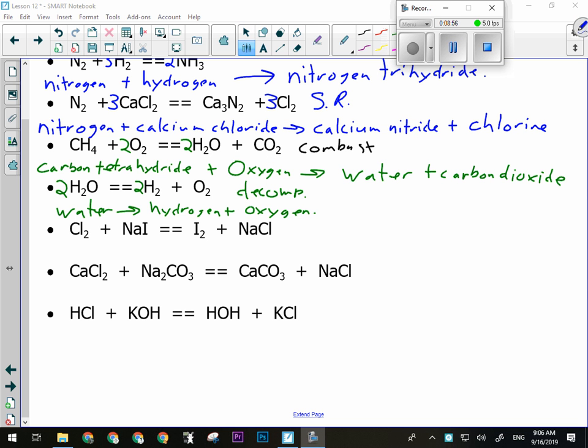Okay, so our next one here, I've got chlorine gas reacting with sodium iodide that's producing iodine and sodium chloride. So I've got an element reacting with an ionic compound. What kind of reaction starts that way? Single replacement. All right, so we've got a single replacement reaction. And now we need to write it out. So chlorine plus sodium iodide. Here's iodine and sodium chloride.